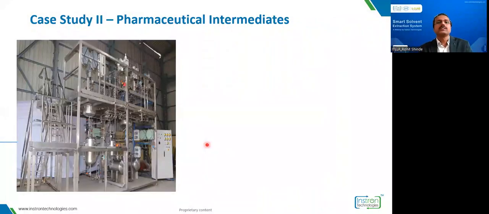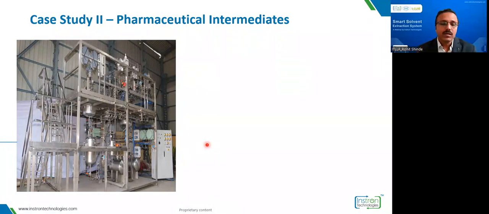Another example is solid extraction. We supplied this plant to one of our clients for extracting pharmaceutical ingredients. The client did some laboratory trials. We started the discussion with the client, and we developed the PFD and P&ID, did the detailed engineering, and had a couple of discussions with the client. Based on that, we optimized the plant.